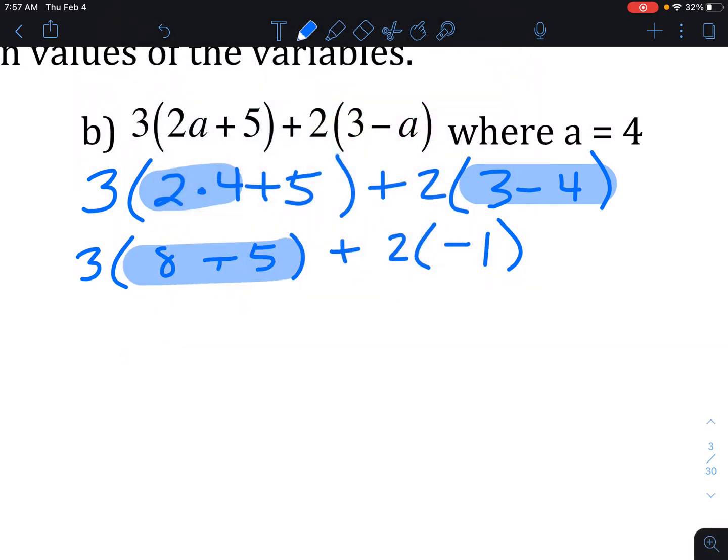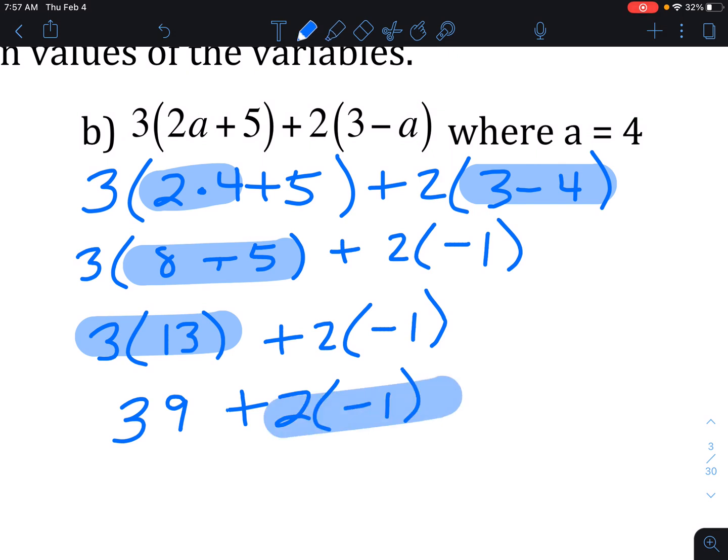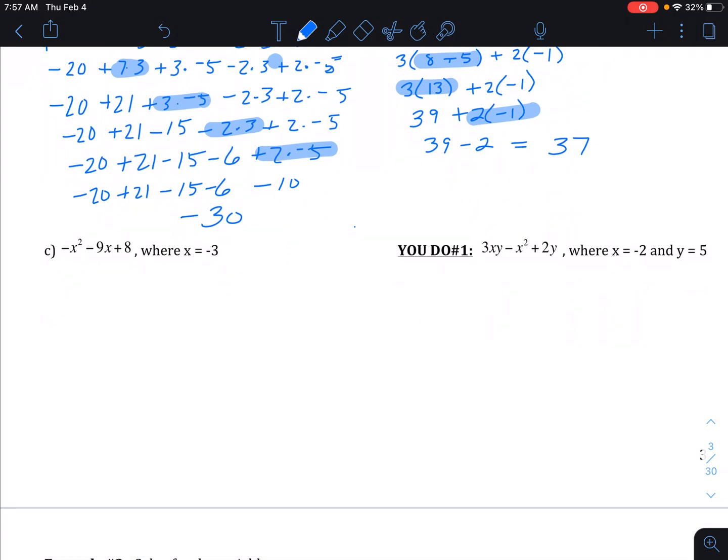The first one we still got to work on though, get it down to one number here. Let's add those. So now it's 3 times 13 plus 2 times -1. So we'll do multiply next to get 39. Then multiply here to get -2. And then subtract 37.